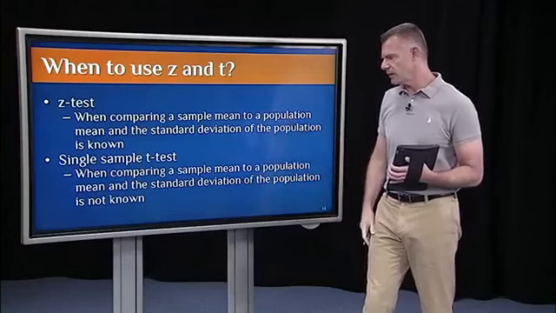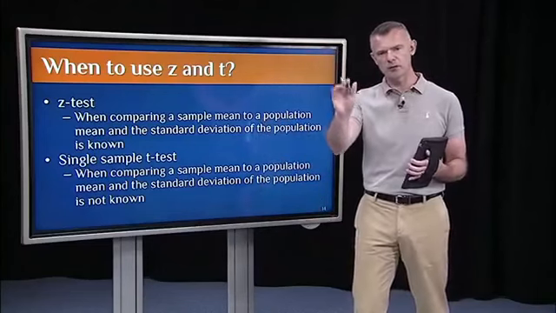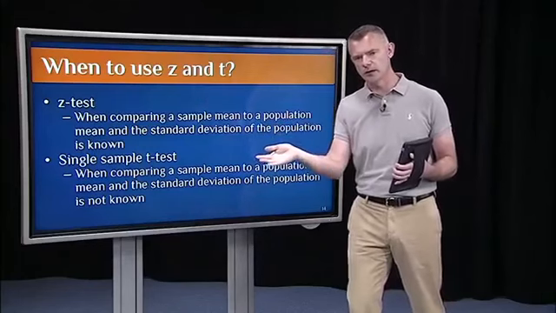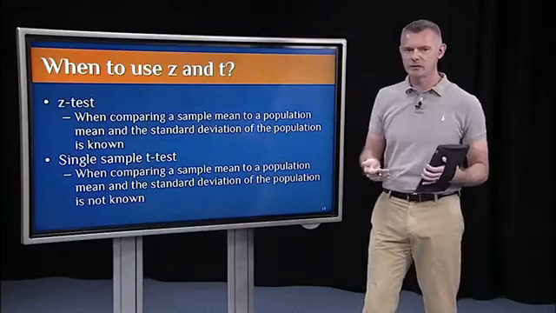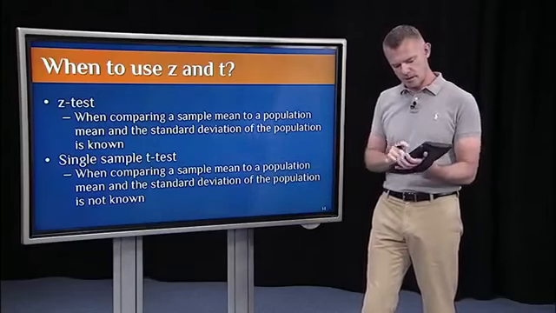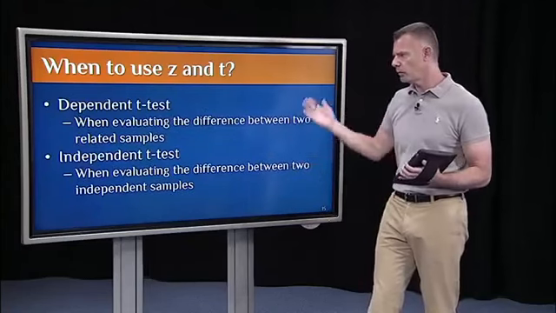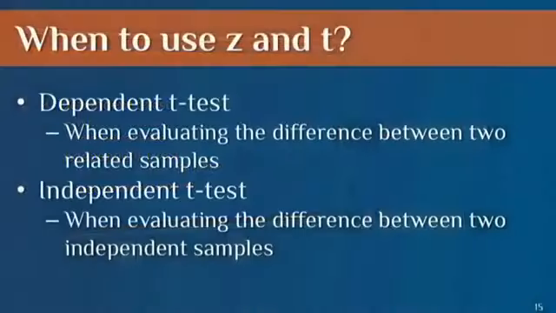The single sample T is analogous to that. You're comparing a sample mean to a population mean, but you don't know the population standard deviation. Again, that's rare, and these tests are really simple to do, so I'm not going to spend much time covering the details. What I will do is cover dependent and independent.